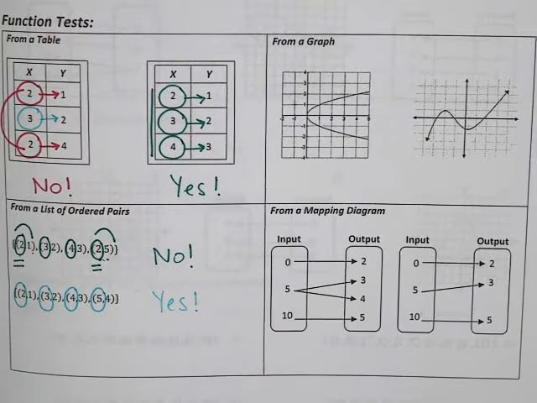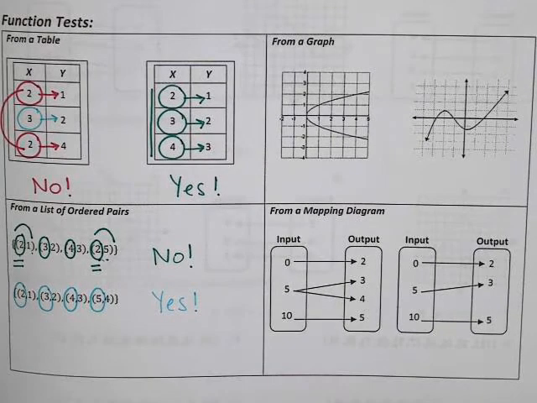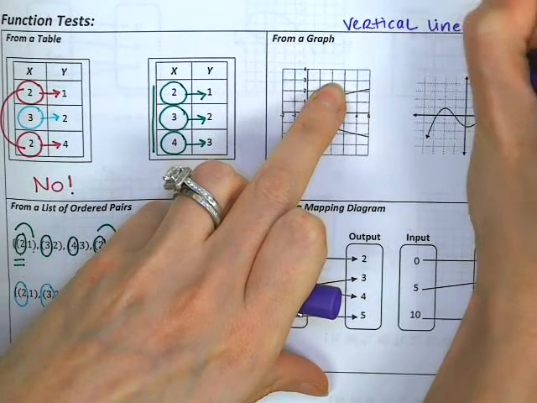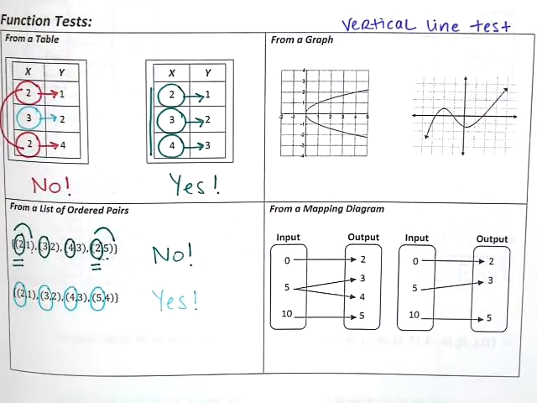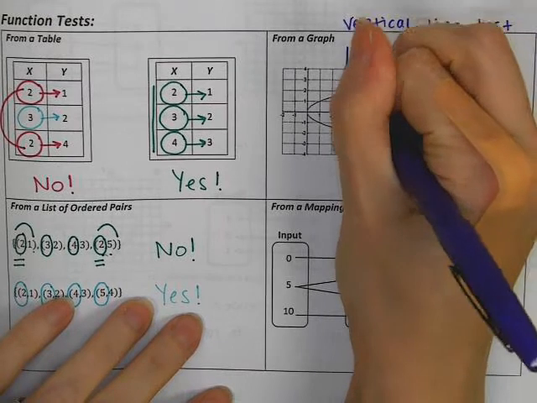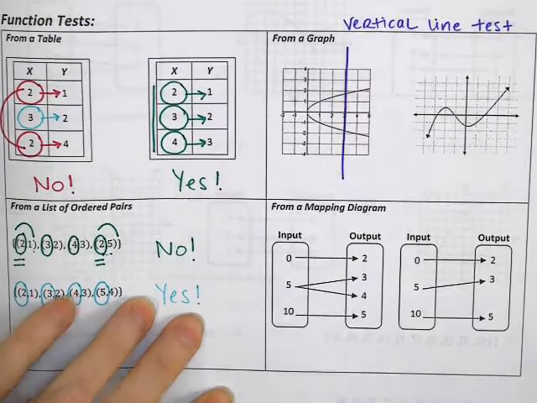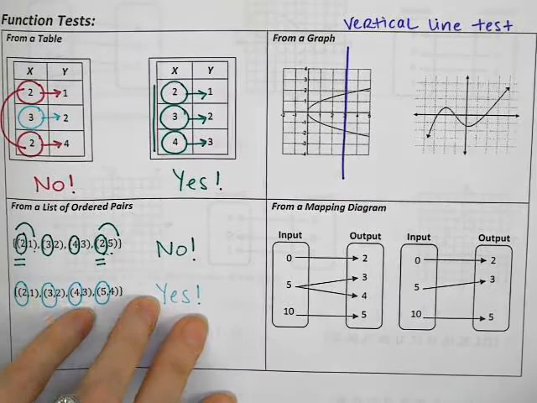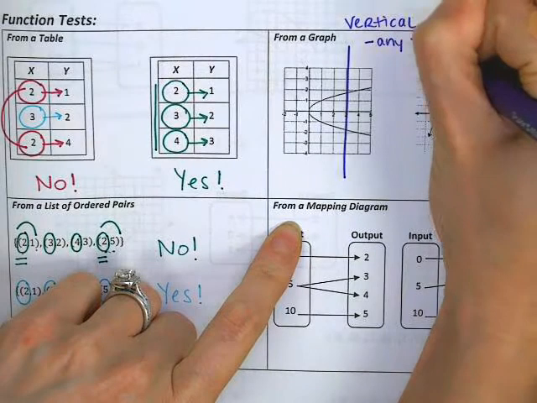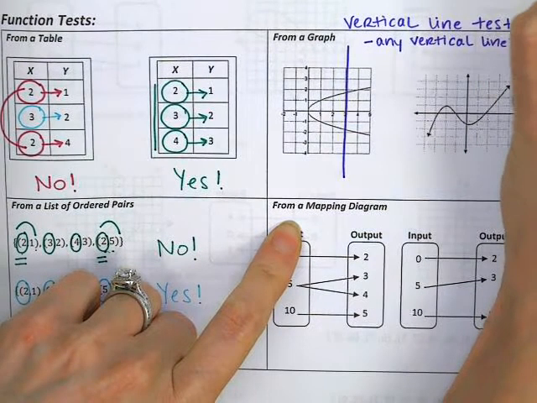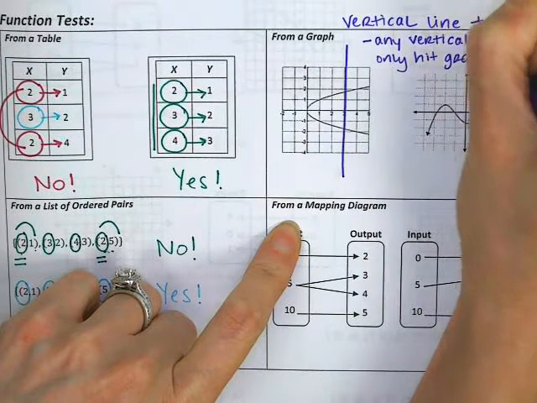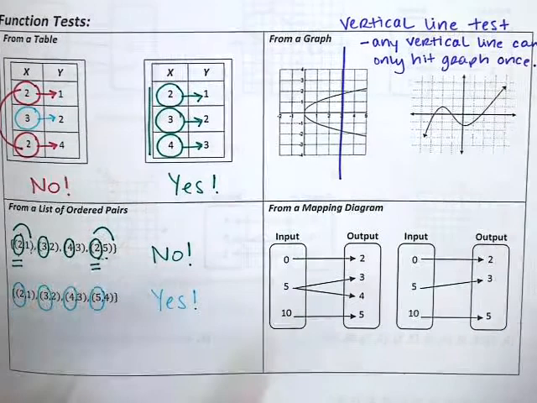All right, now, when you guys do it based on a graph, we do something called the vertical line test. And here's what that says. Every time you draw a vertical line through the graph, you're only allowed to hit the graph at one spot. So let's write that down. Any vertical line can only hit the graph once in order to be a function.